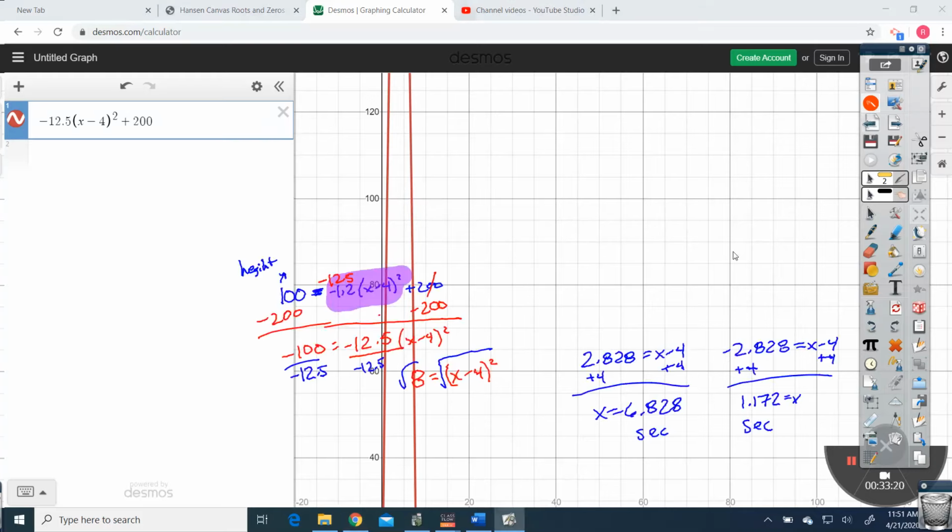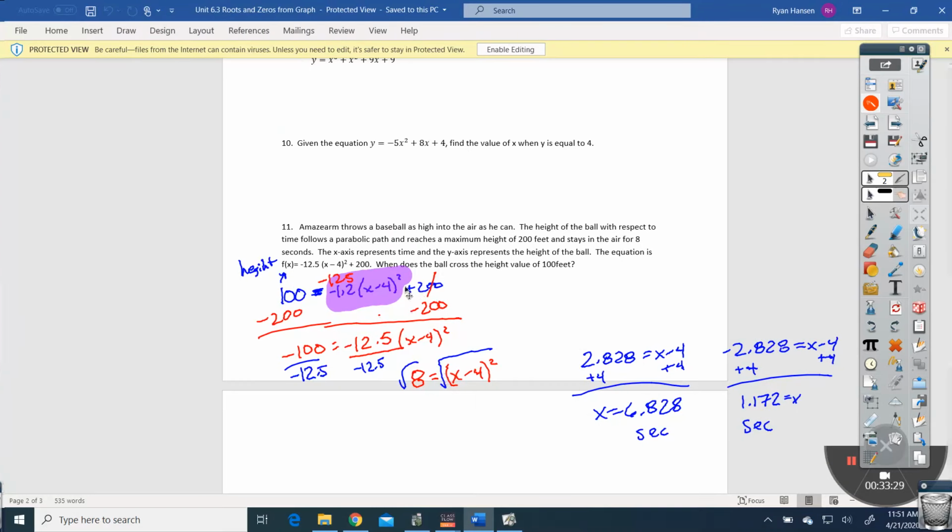So if I look back, 6.827, 1.172. So those are our 2 solutions. And so that's what we're after on that problem.